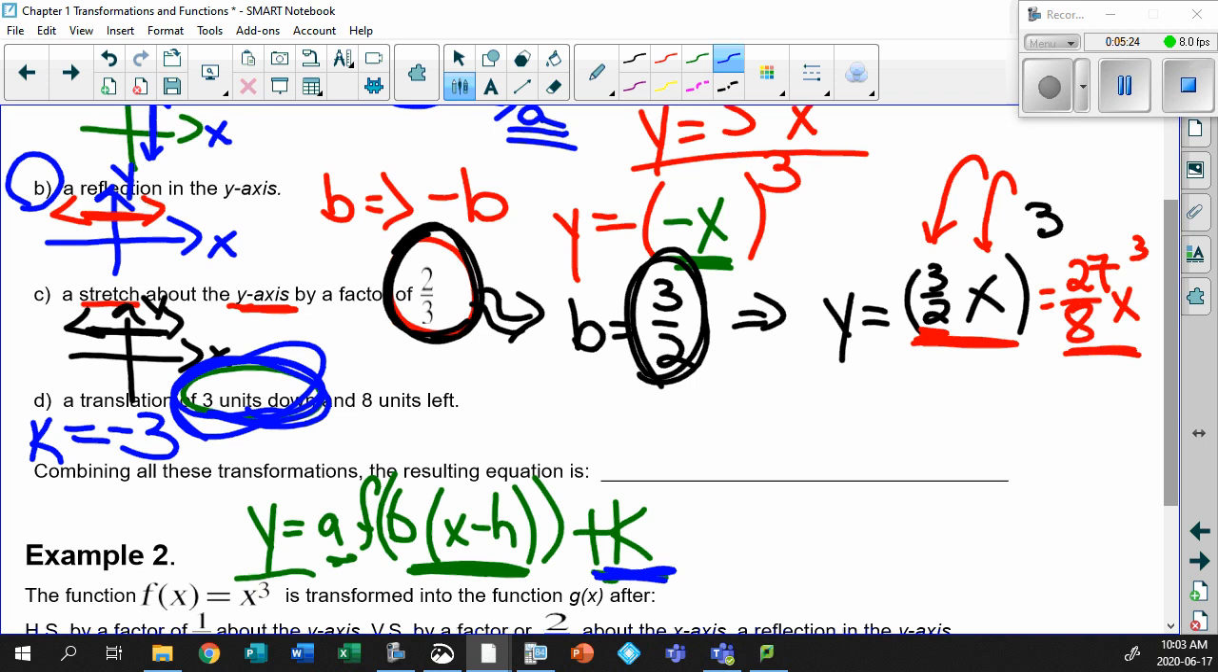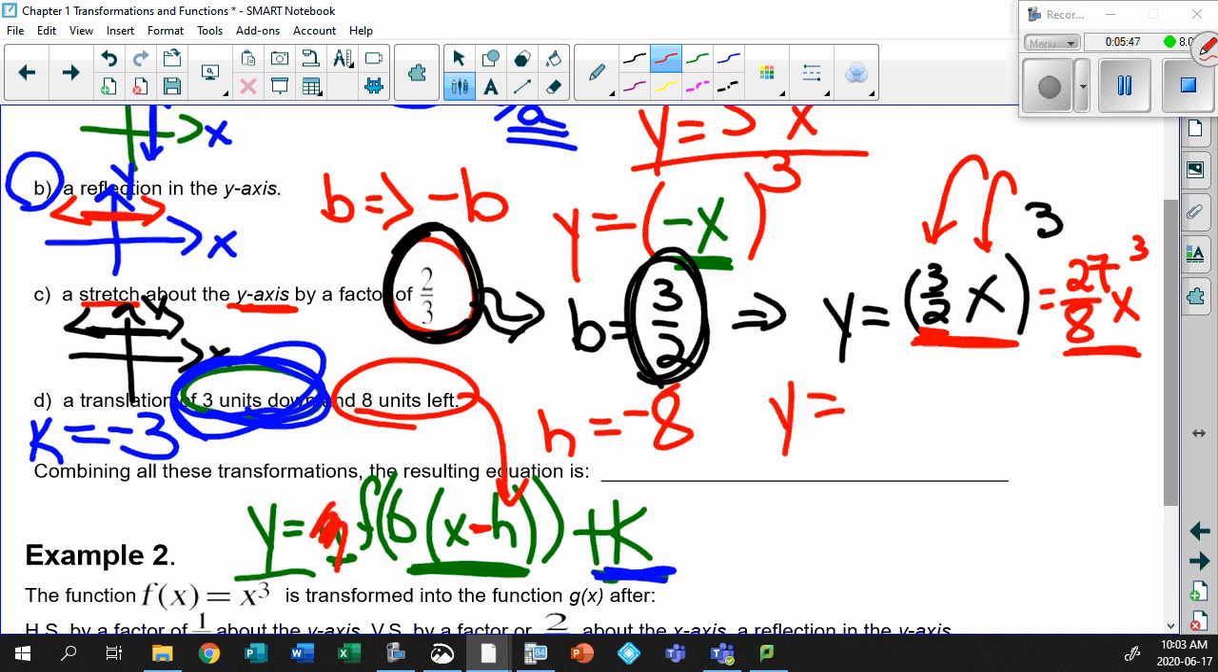Okay, now what else does this mean? I'm going 8 units left. That's got to be my h value. So my h, I'm going left, which means that's also a negative. But look what happens when I substitute these guys into these values, right? Don't forget, you have a negative here. So if you think about this, there's no stretch for A, so we can get rid of that.